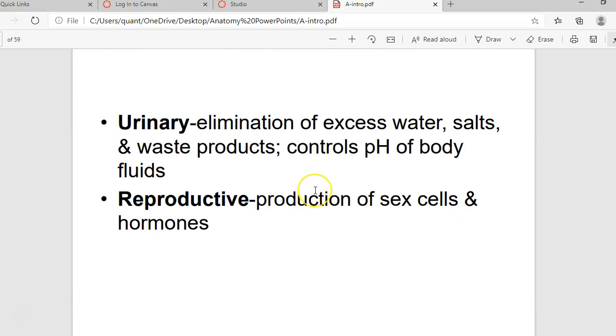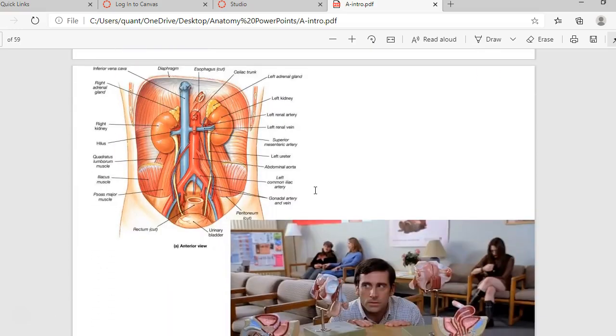Urinary system, that helps eliminate. So make sure you just know a one-sentence blurb for each system in case I do a matching or a little fill in the blank. Give me a little short description of what it does. Urinary system, elimination of excess water, salts, and waste products. Don't forget, it can also help control pH, the acid-base balance of the body fluids. Reproductive system, production of sex cells and hormones. We talked about that. So just know the four big parts on urinary: kidney, ureter, bladder, urethra.